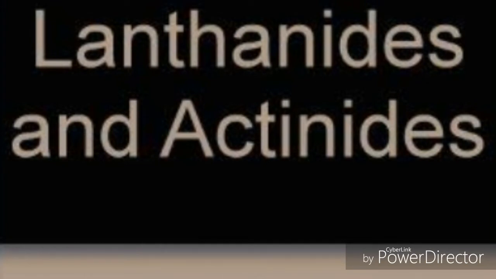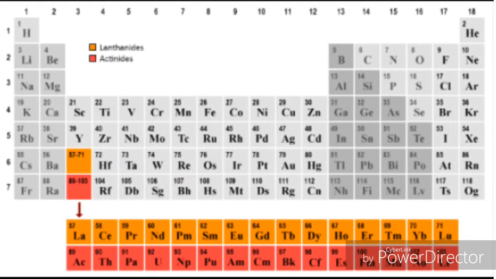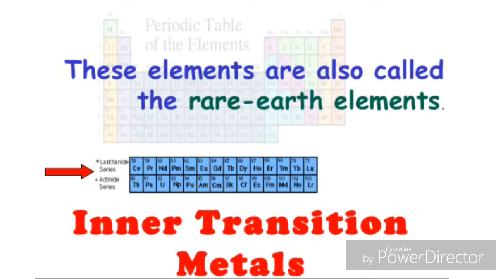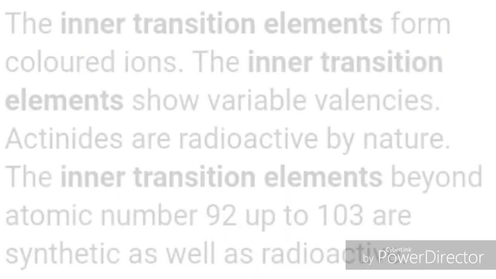Students, now let us see inner transition elements. They are called lanthanides and actinides. These inner transition elements are also called 4f elements. They are actually an extension of transition elements. These inner transition elements are mostly radioactive and synthetic elements. Many of the actinoid elements have been made only in nanogram quantities or even less by nuclear reactions, and their chemistry is not fully studied.